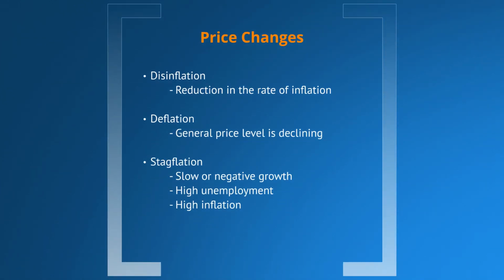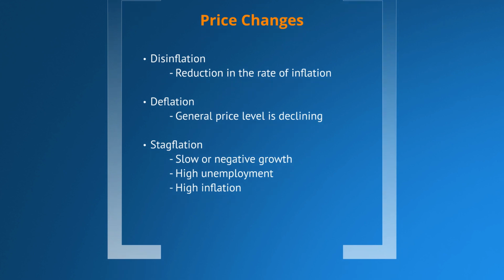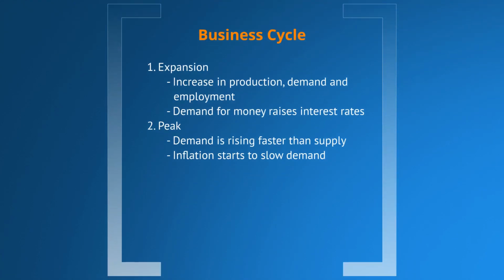Other terms you should know are disinflation, which is a reduction in the rate of inflation, let's say from 2% down to 1%, but there's still a price increase. Deflation are actual price decreases, so a -2, -3% inflation rate. And then stagflation, which is the worst of all worlds pretty much, slow or negative growth, high unemployment, and high inflation. And this ties into our analysis of the business cycle.